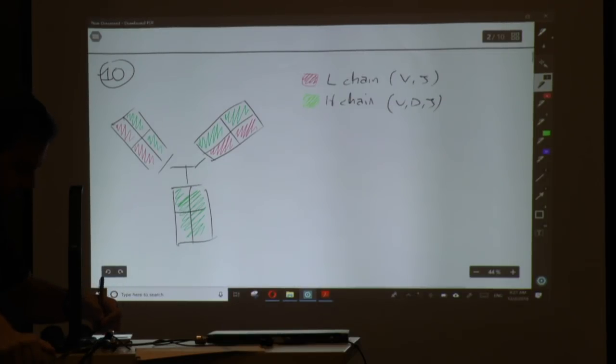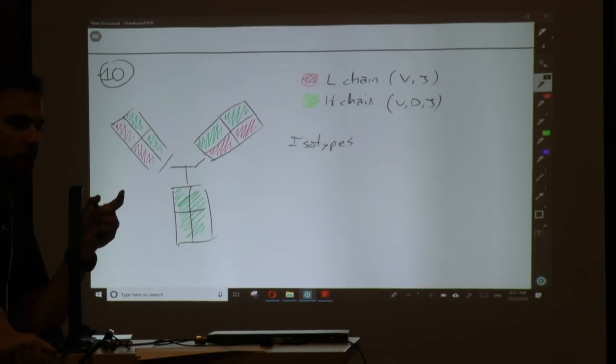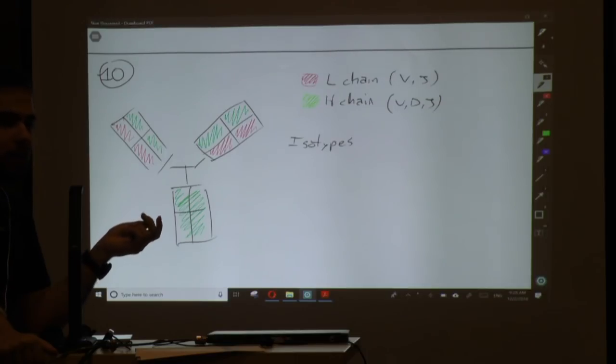Now let's talk about isotype. What are the isotypes for the heavy chain? There's 5 of them: IgG, IgA, IgM, IgE, and IgD, right? Which one's the first one that we make all the time? IgM. And then we can isotype switch to whatever it is.